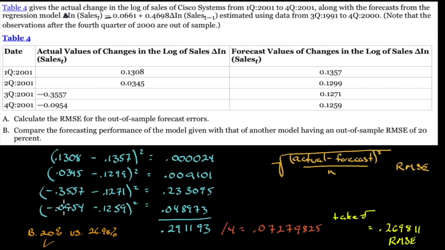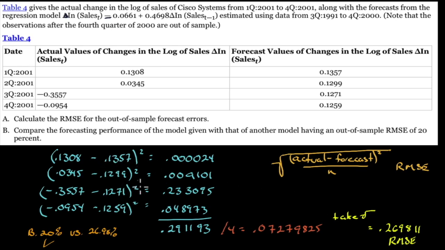All our values here are our actual values minus our forecast values. We're going to square them, and we're going to add them up. We get 0.29113, divide by 4, because we have 4 of them, and we get 0.0727. That's what's inside the root. So the numerator is this value here. The denominator, n, is 4. This whole term in here is 0.0727. Once we take the square root of it, we get 0.269811. There's your RMSE. Nice and simple.